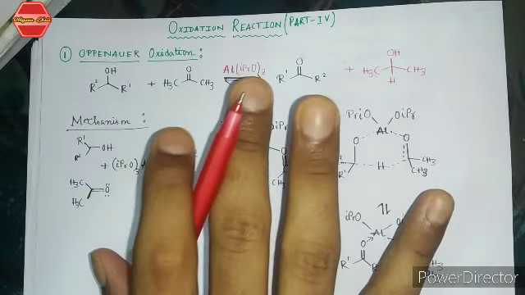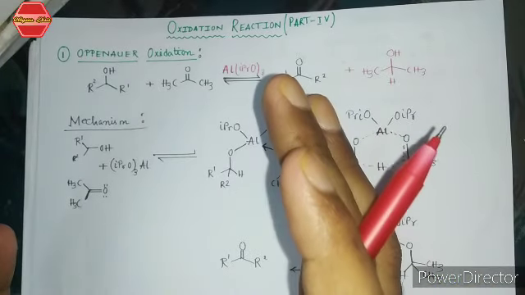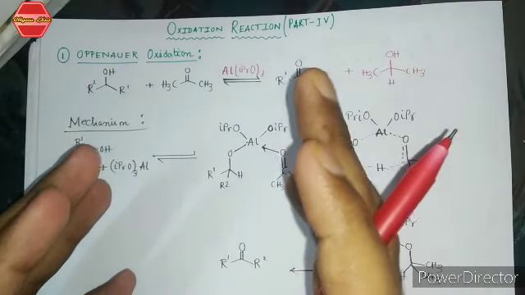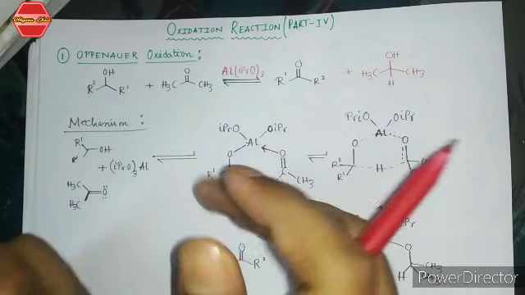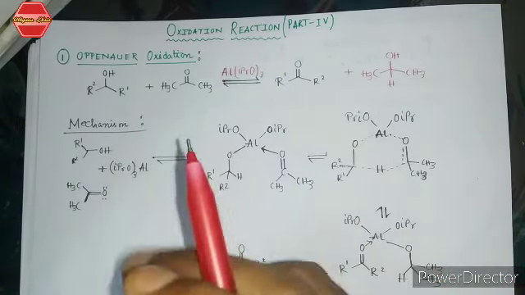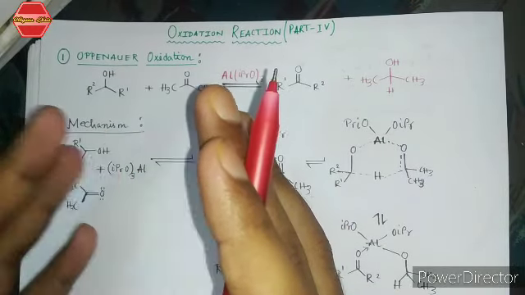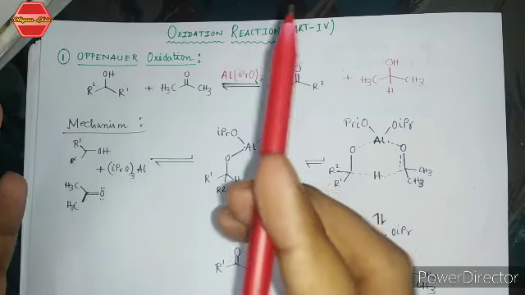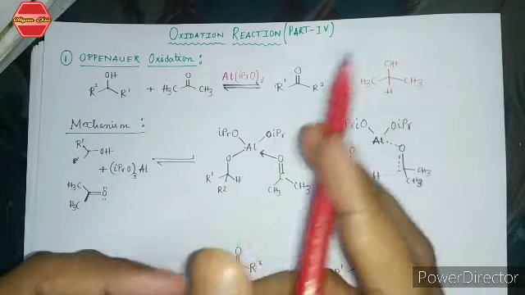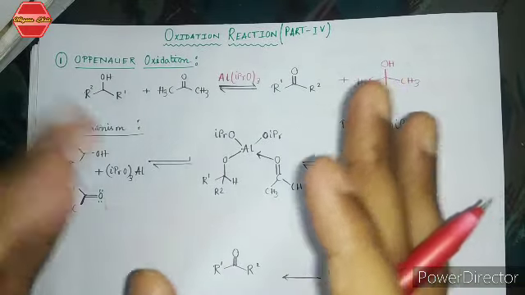There is a major important thing: if a compound contains both 2 degree and 1 degree alcohols, then this oxidation can selectively oxidize the 2 degree one. So the 2 degree alcohol will react much more than the 1 degree. There is one more important thing: there is no chance of over oxidation. It always converts alcohol to ketone, but not ketone to carboxylic acid. This is the overall picture, and it is a highly chemoselective reagent, and it is also a reversible reaction.